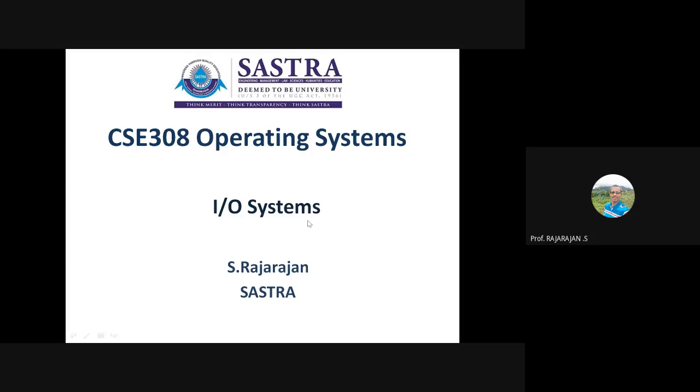So the topic, as I said, is going to be about I/O systems. We have completed the role of the operating system in the management of various components, like how the operating system manages memory, how it manages the CPU, how it is managing the files, and now we are going to finally discuss the role of the operating system in the management of I/O resources.